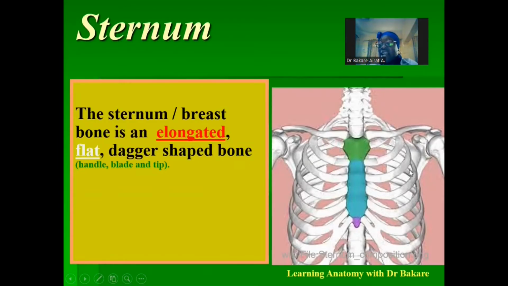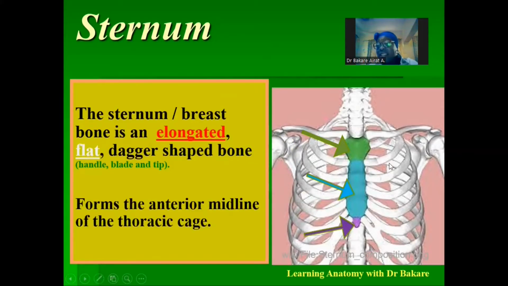This bone is dagger shaped, like the shape of a sword that has a handle, a blade, and also a tip. And this is the handle, which is the superior part of the sternum, the manubrium. And inferior to that, we have the blade region, which is the body of the sternum. And the more terminal end is the xiphoid process, which is the tip of the sternum.